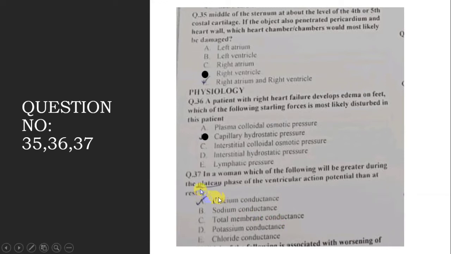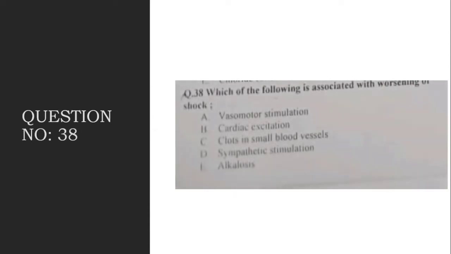First, we need to see in which phase of the action potential the plateau phase is seen in the heart. In the contraction of the myocardium, which is the heart muscle, when the action potential is being generated, it will have the plateau phase. In the plateau phase, the calcium conductance is increased, which causes the plateau phase.